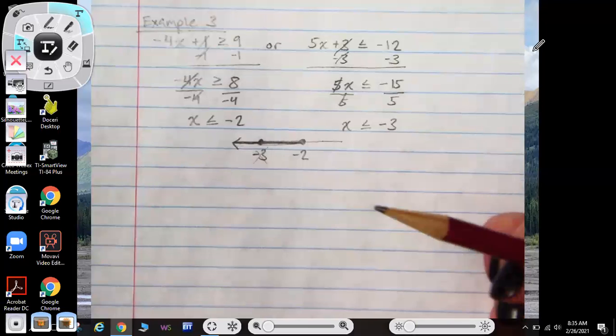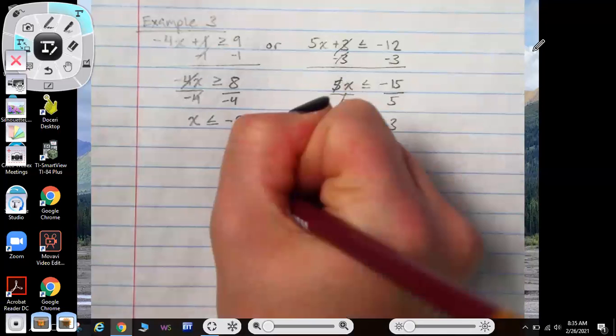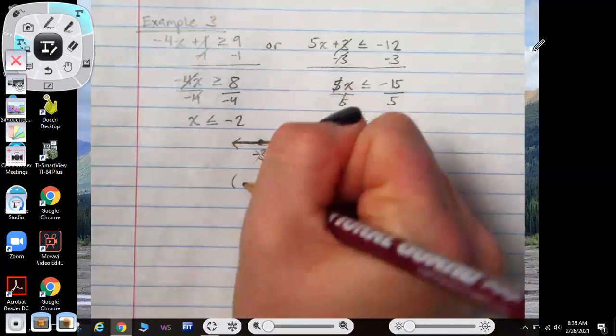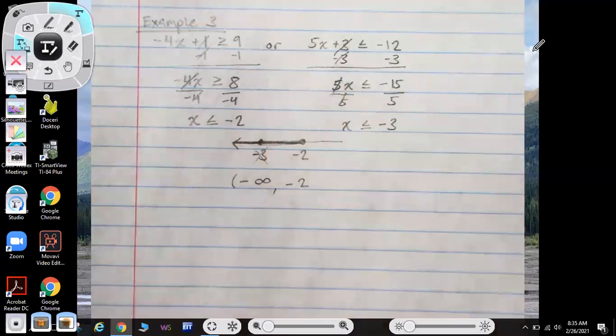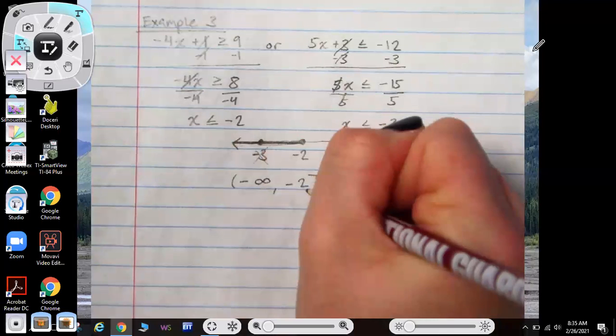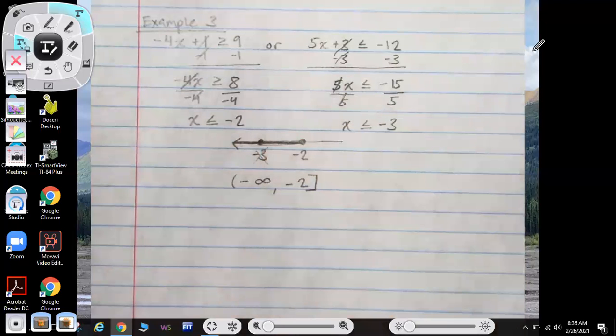So when we write our interval, our solution is all the numbers from negative infinity up to -2, including -2. So we use a square bracket. So the -3 is still included in this interval. There's just no need to write two different intervals for this when you can write it as one.